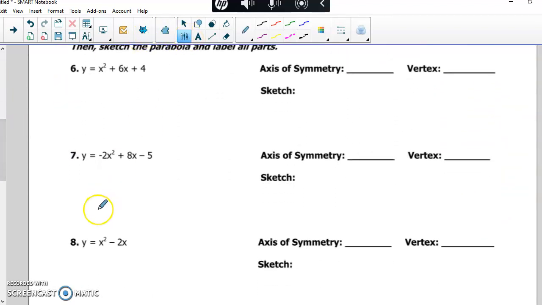One thing I do want to note for you, number 8 looks a little bit weird. We don't really see a c value. So just remember, if we don't see a c value here, all we need to do is plug in a +0. There's nothing there, so our c is a 0.